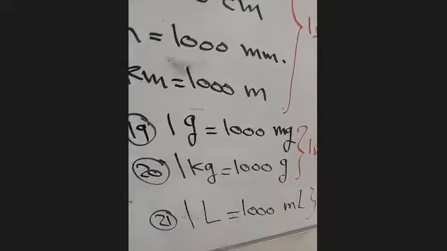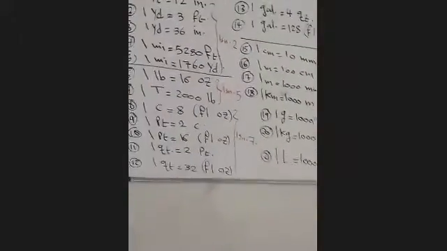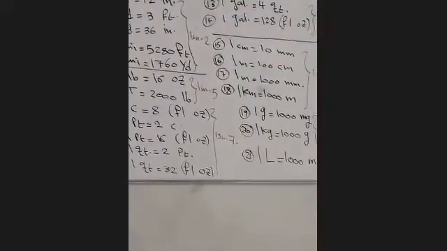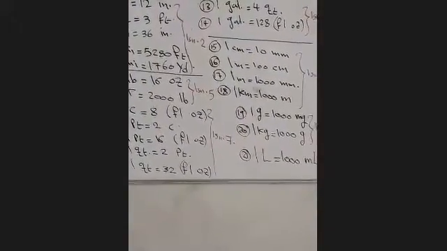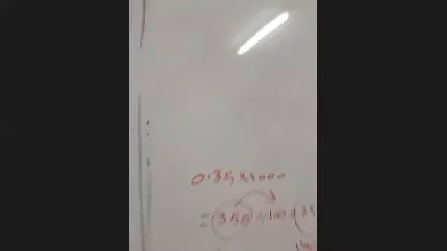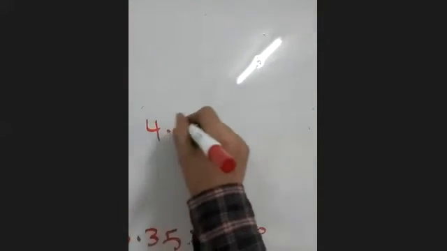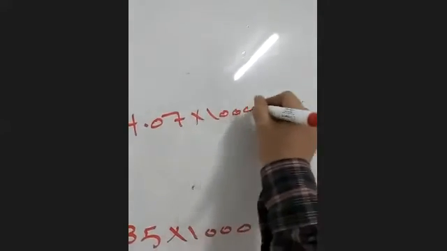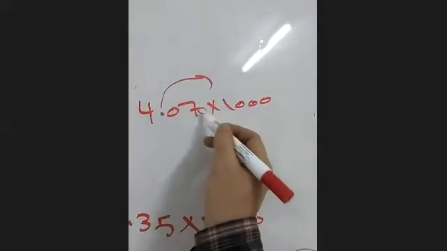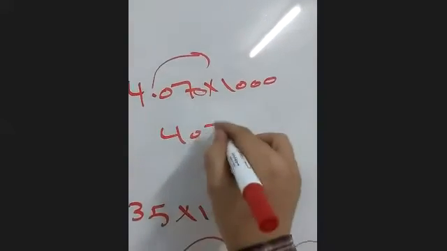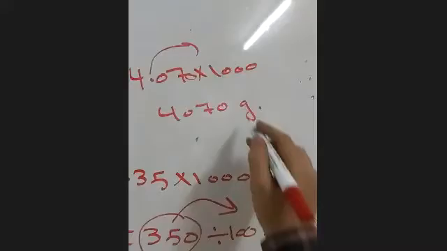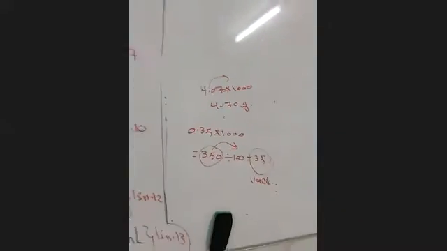From bigger to smaller, what do we do? Multiply. So here you need to multiply the given number by what? By 1,000. So 4.07 multiplied by 1,000. You need to push it 3 digits, so you need to add 0 here. It will be 4070 milligrams. Okay. Right? Yes.